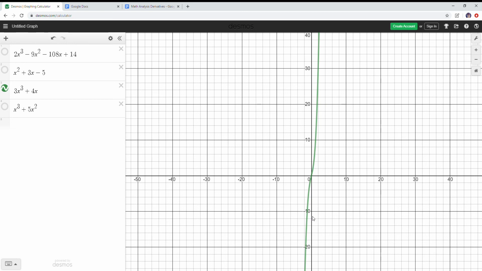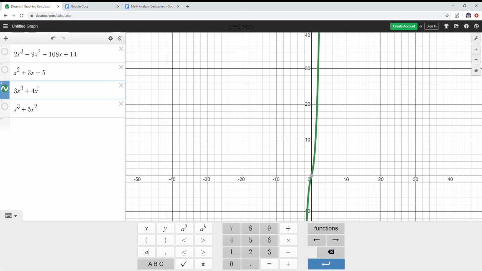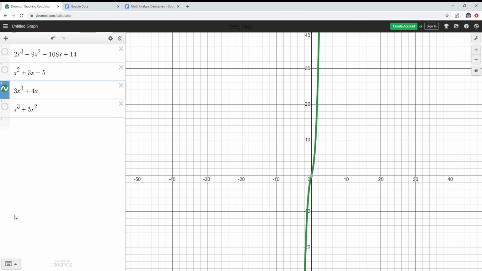So this function, 3x to the third plus 4x, that I have written right here, is an equation or a function that does not have any points that are not changing. So there's no value of x that you could plug into this equation to get a slope of 0.